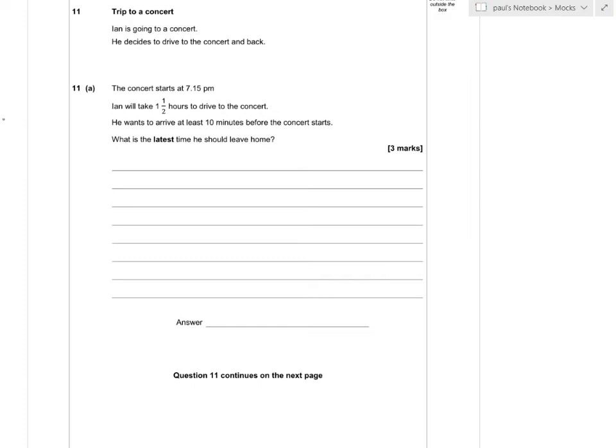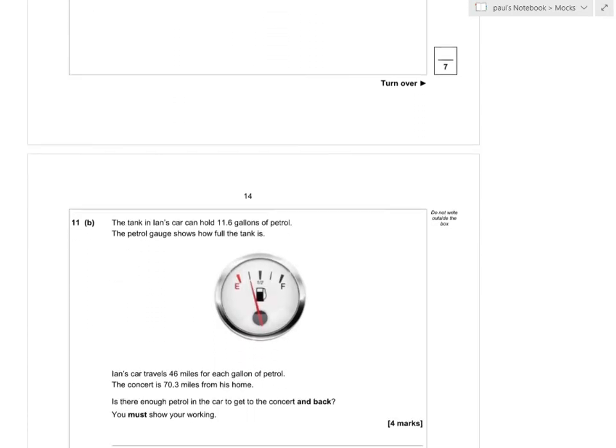So work backwards. So from 7:15, take away an hour and a half. So take away 1 hour, that gives me 6:15. Take away another half an hour, that gives me 5:45. Right, and he wants to arrive 10 minutes before the concert, so take away another 10 minutes. So that will be 5:35. So the answer is 5:35 p.m. Always go backwards when you're doing these times questions.